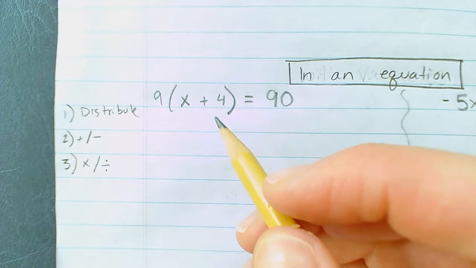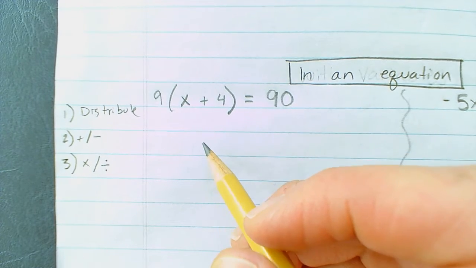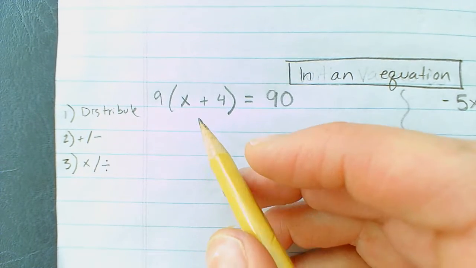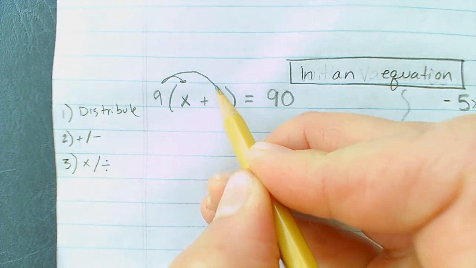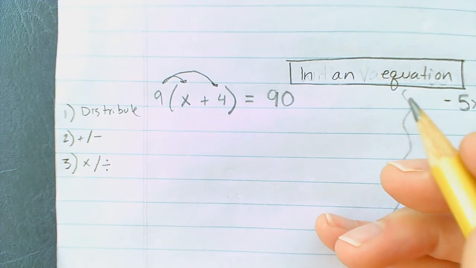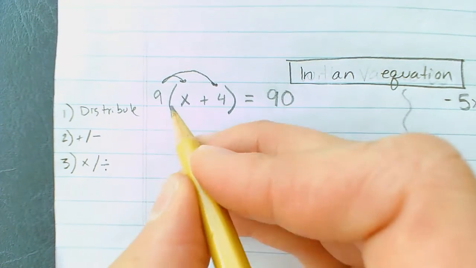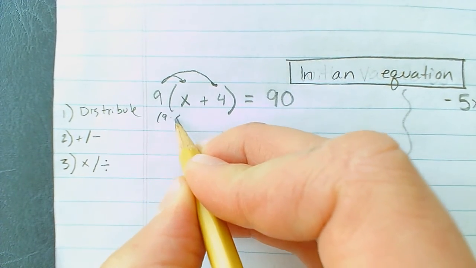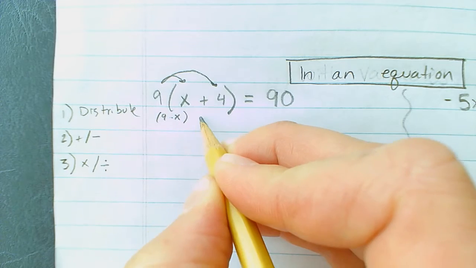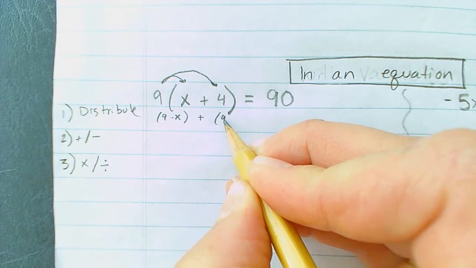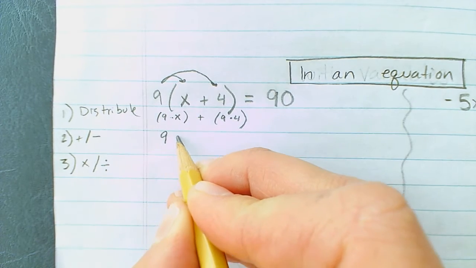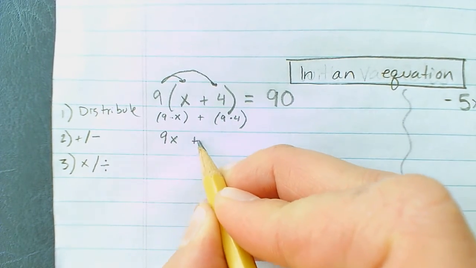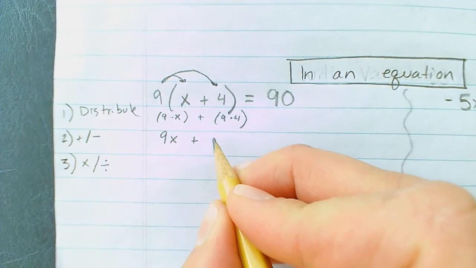We're going to distribute first. We have to do that step first before we can move any further. So we're going to distribute the 9 into whatever is in the parentheses. When I say distribute, that means we're going to multiply. So we're doing 9 times x plus 9 times 4. 9 times x is just 9x, and 9 times 4 is 36.